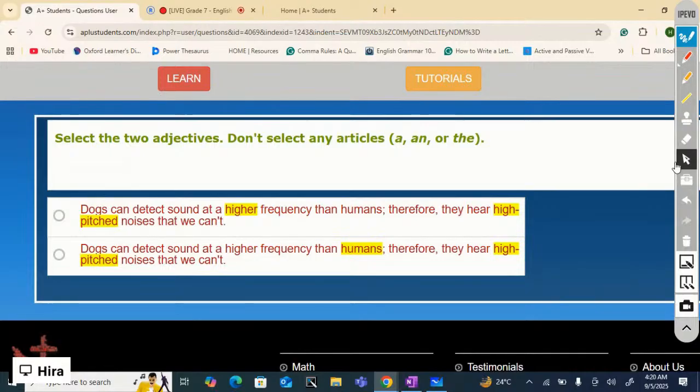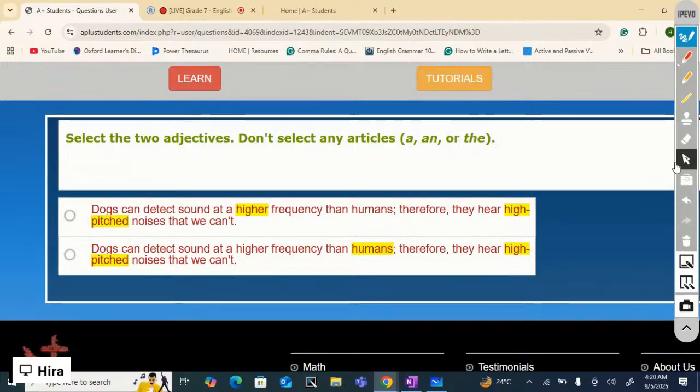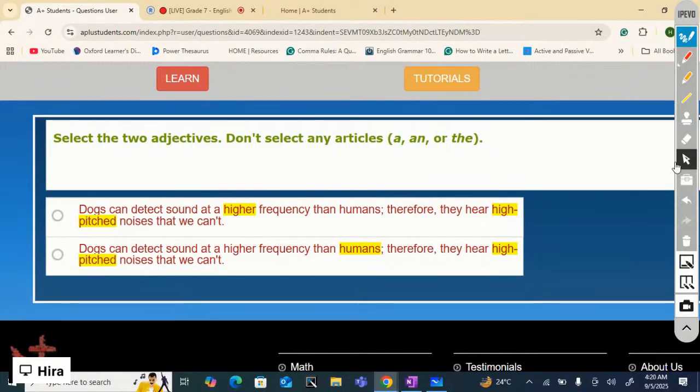Well, look at the option. Dogs can detect sound at a higher frequency. What kind of frequency? Higher frequency than humans. Because this one is showing comparison between two things like dogs and humans. So there is a comparison. So the comparative degree of the adjective is used here, higher. So this is the first adjective. They hear high pitched noises. What kind of noises? High pitched. So this is another adjective.